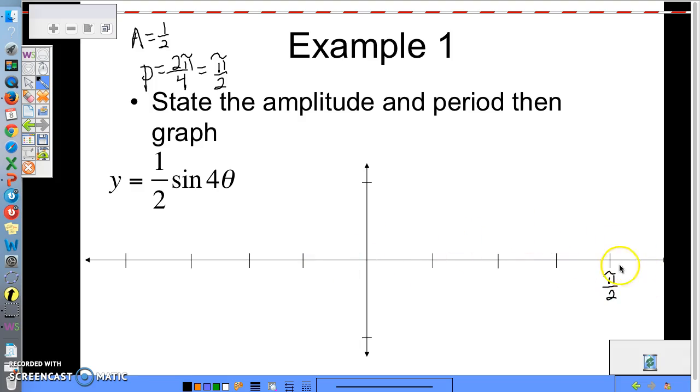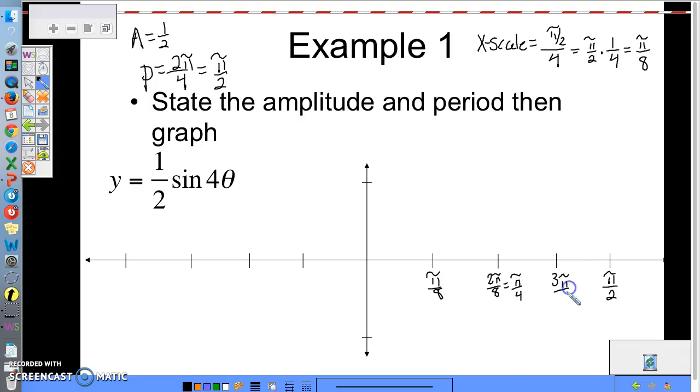But how do we label all these other marks? Well, this is halfway, and this is a fourth. So to find our scale, what we're going to count by, we're going to take pi over 2 and divide by 4. So pi over 2 times 1/4 of that. So we have pi over 8. So this is really 1 pi over 8, 2 pi over 8, which is pi over 4, which makes sense because it's half of it, and 3 pi over 8. And I'm going to assume, you guys, we don't have to go backwards here.